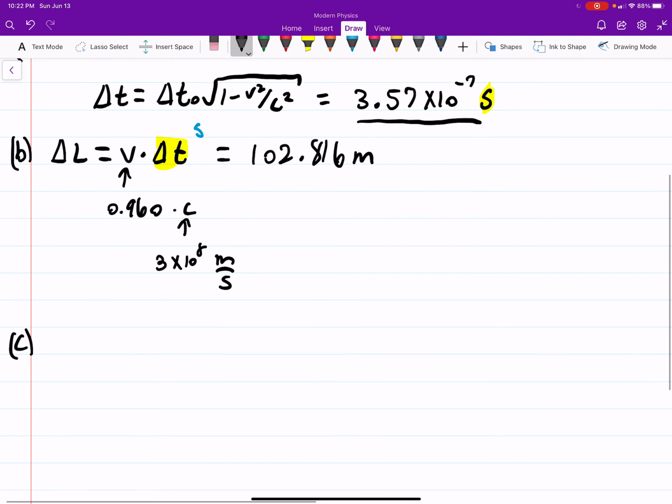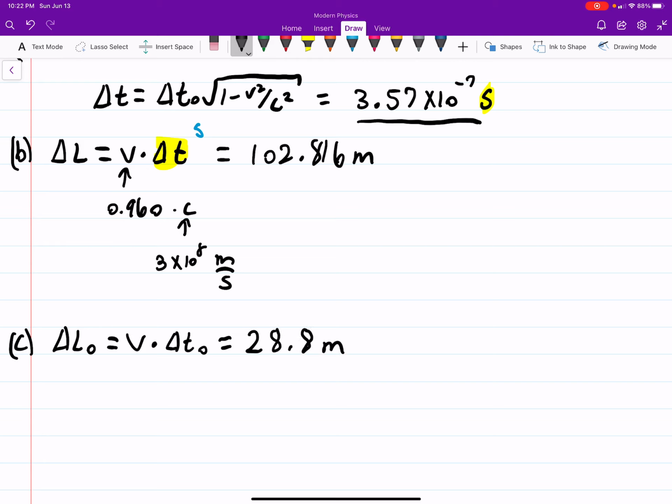Now for C, it's the same thing. Instead you're going to use delta L naught equals V times delta T naught, which this one was given in the equation. And again, we already converted that. It's the same idea with our units here. And if you plug this in, you should get 28.8 meters.